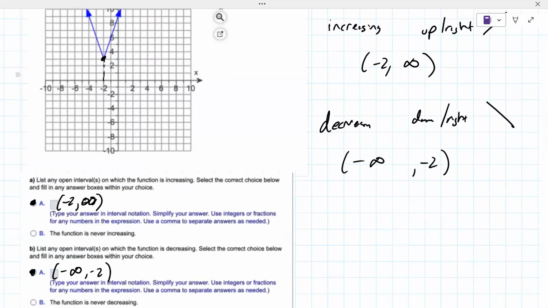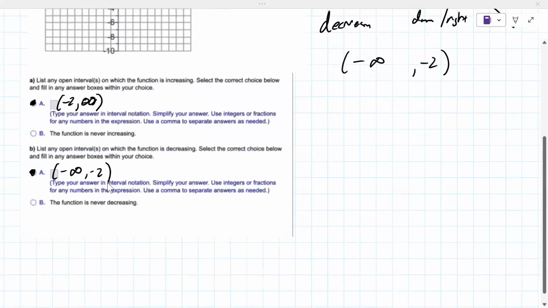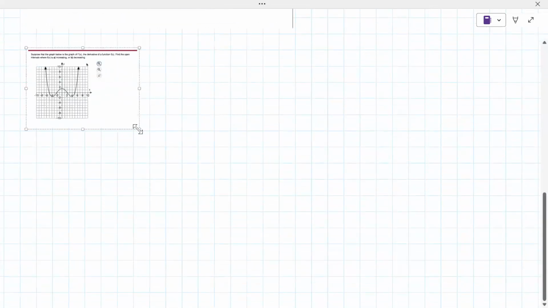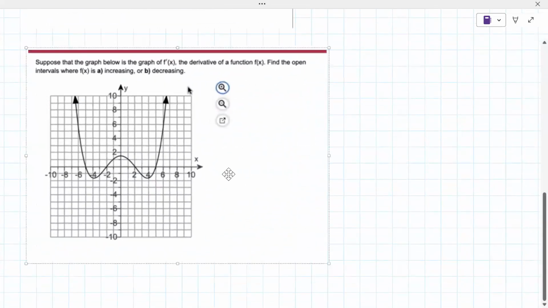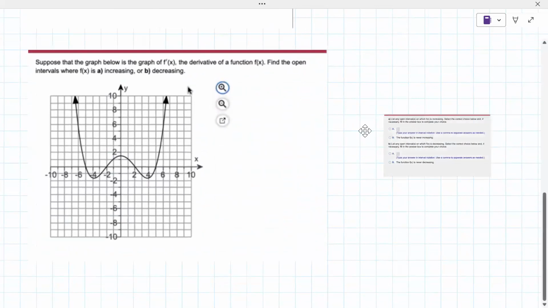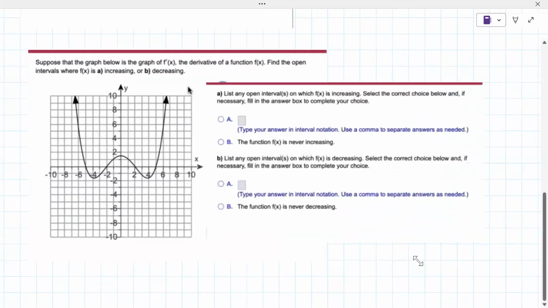All right. We only have to worry about increasing and decreasing in this class. Yes. Like it won't be constant anywhere, which I think is a good thing. All right, so same thing here.